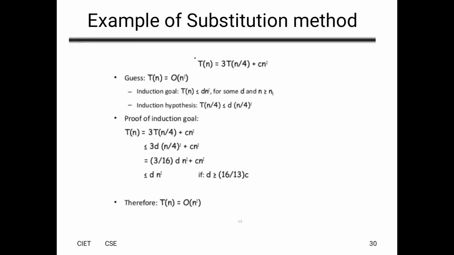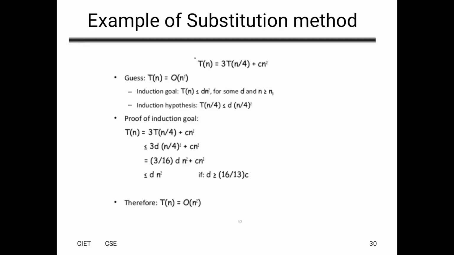So an example for the substitution method is T(n) = 3T(n/4) + cn². So we guess the time complexity for the given problem is T(n) = O(n²). So the induction goal is T(n) is less than or equal to dn² for some d, and n greater than or equal to n0. So the induction hypothesis: T(n/4) is less than or equal to d(n/4)².